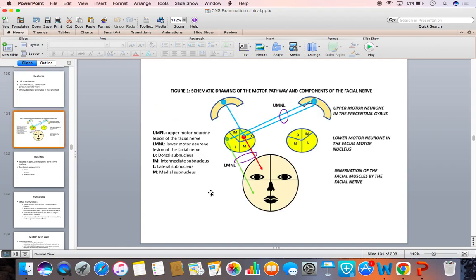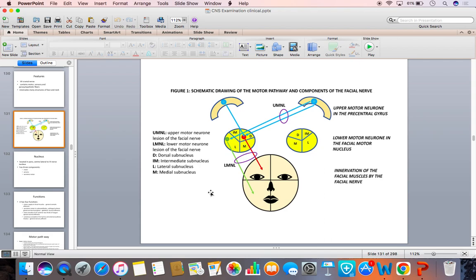This picture shows the motor pathway for the facial nerve. It has upper motor neurons and lower motor neurons. It has the motor nucleus in the pons, which consists of the dorsal nucleus and the lateral nucleus. The dorsal nucleus innervates the muscles of the upper face. It receives supranuclear fibers from the motor cortex of both hemispheres, and in turn supplies the muscles of the upper face. So the upper face is bilaterally innervated.